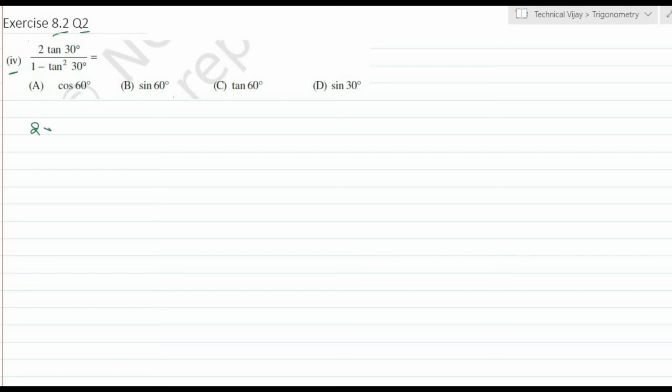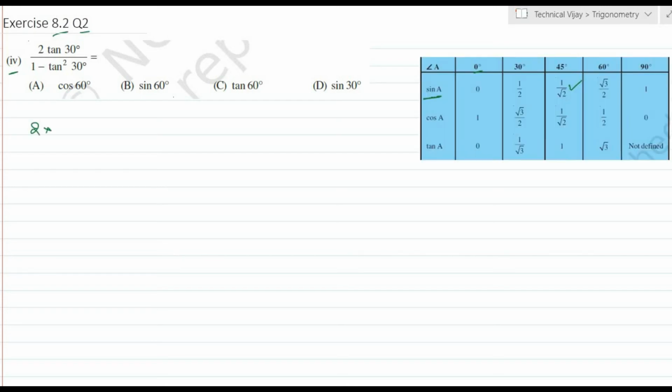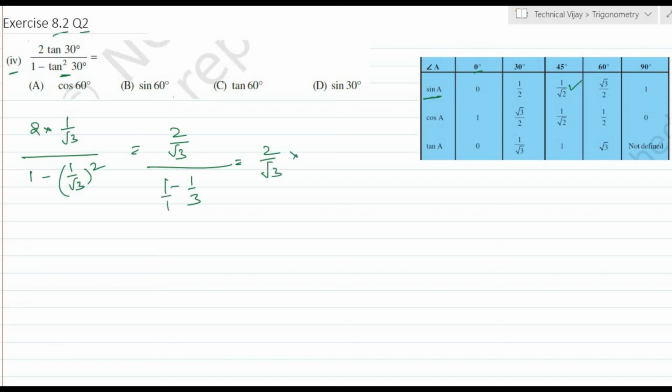That is 2 into tan 30. Tan 30 is nothing but 1 by root 3. So 2 times 1 by root 3 divided by 1 minus 1 by root 3 whole square. This is tan square 30. So here 2 divided by root 3, whole divided by 1 minus 1 by 3, since 1 by root 3 whole square means 1 by 3. So here 2 by root 3, and with LCM 3, 3 minus 1 is 2 by 3. So this will be 3 by 2.